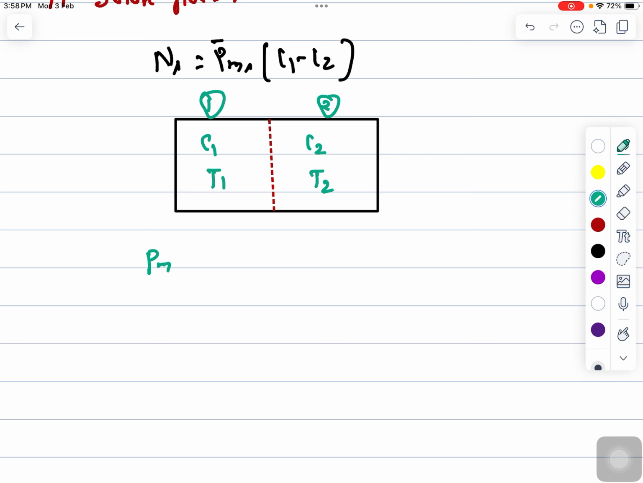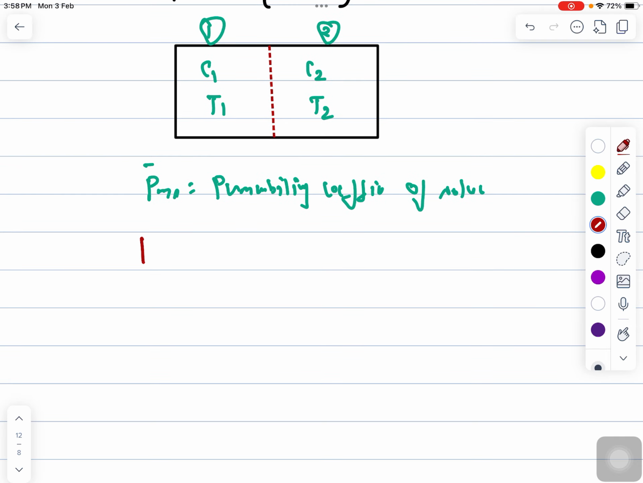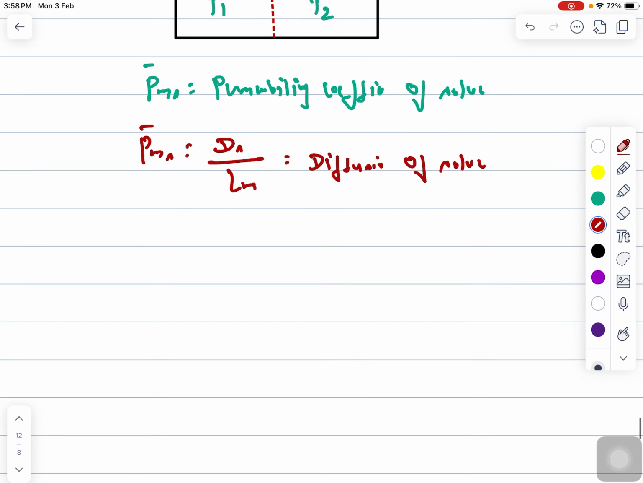So here you can see PMS is the permeability coefficient of solute, and this PMS can be written as DS divided by LM, where DS is the diffusivity of the solute. Is that clear?